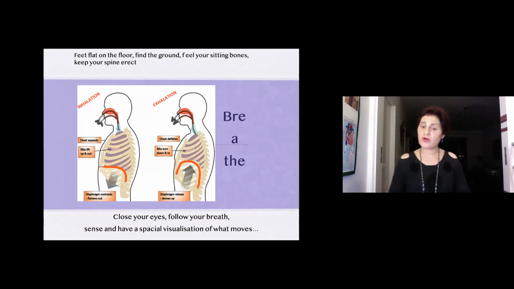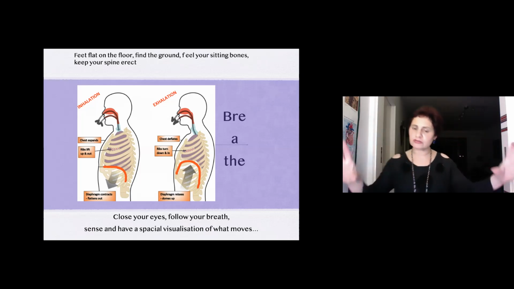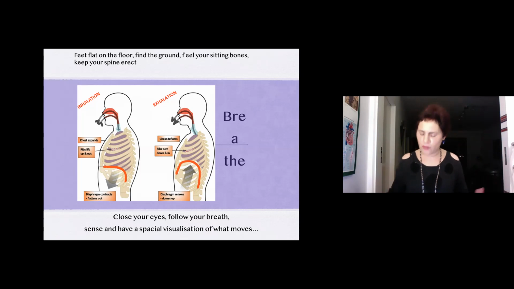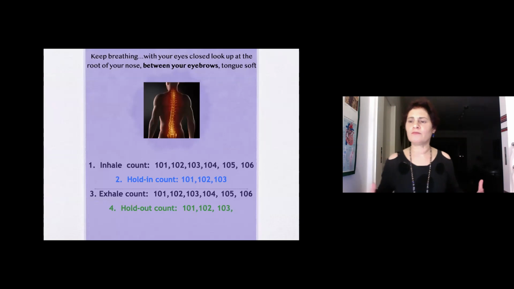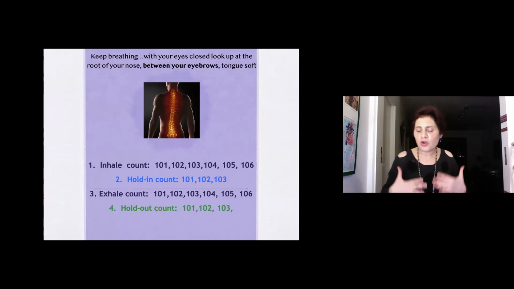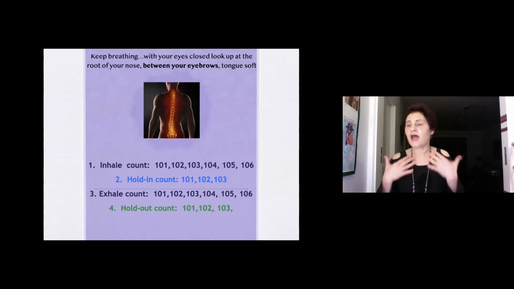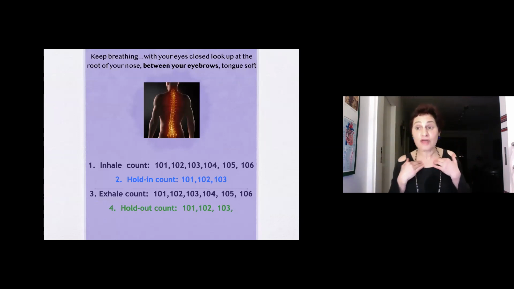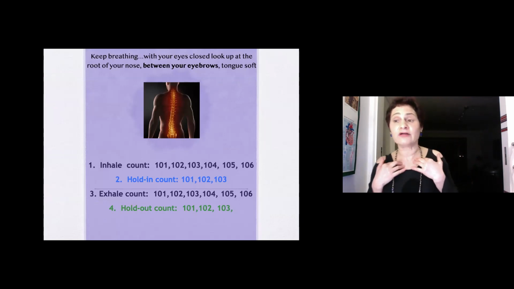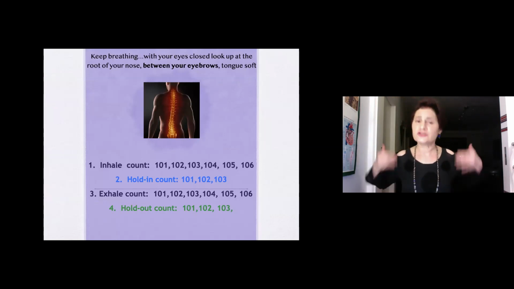Now please close your eyes, follow your breath. And try to have that spatial visualization of what moves while you're breathing in. So you feel the air in. Where does it find the space? Where does it go? Which part of your lungs is more active? You feel it more in the low part, in the mid part, in the upper part, under your clavicular, your collarbone. You have the peaks of your lungs up there, and you feel it in the back and on the side. So keep breathing.